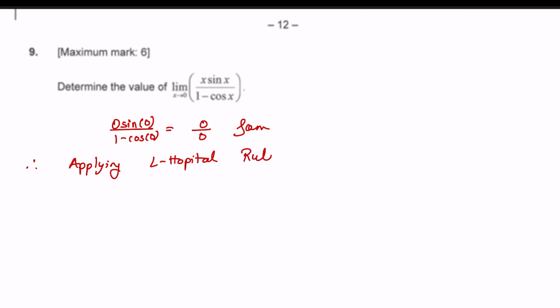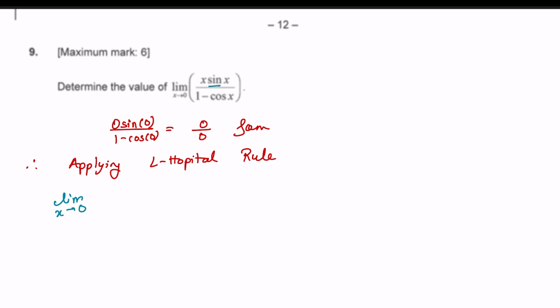Now here we have a limit question. For this, we first place the value of x and check the form of the limit. So 0 sine 0, 1 minus cos 0, which is basically 0 over 0 form, right? If it's 0 over 0, we can apply the L'Hopital rule. We apply the L'Hopital rule.